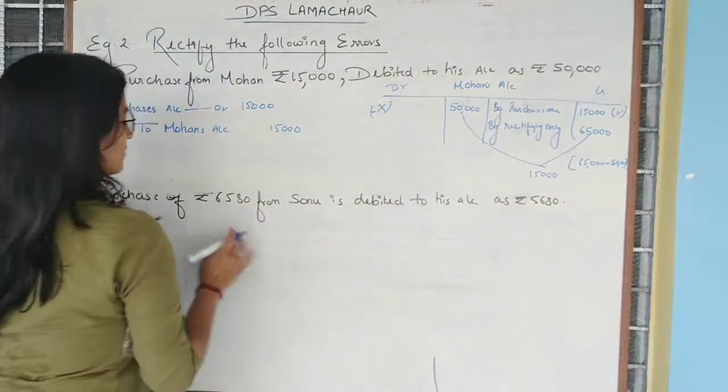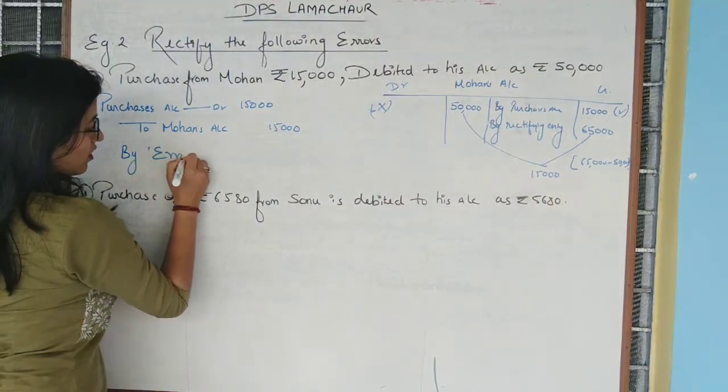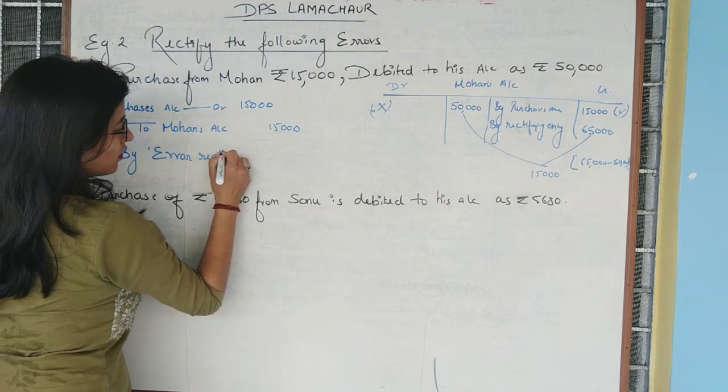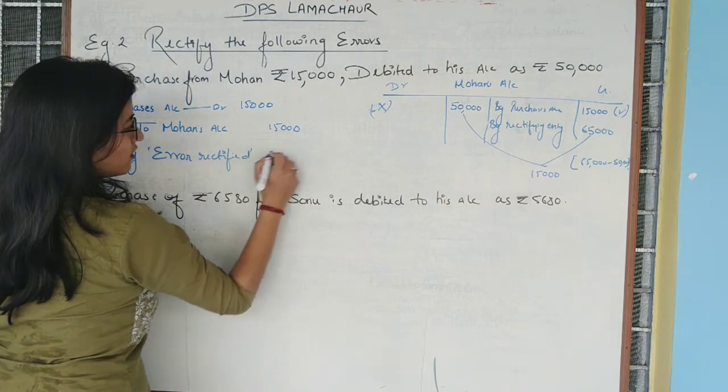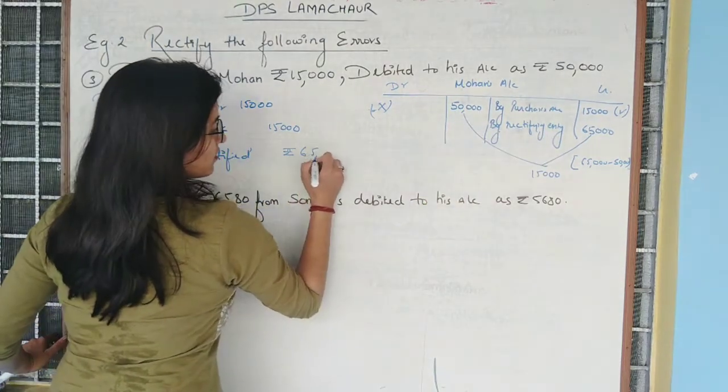So the answer will be by error rectified amount is rupees 65,000.